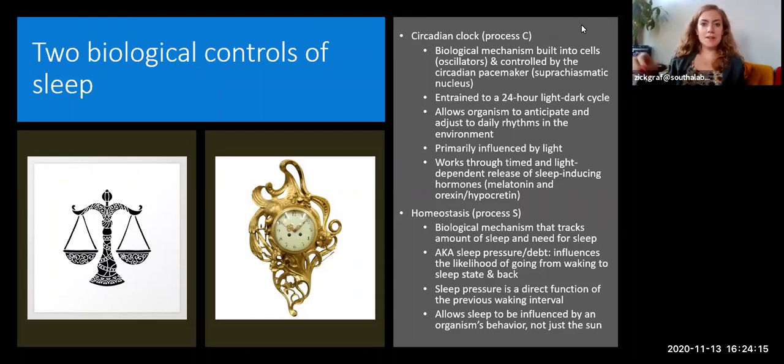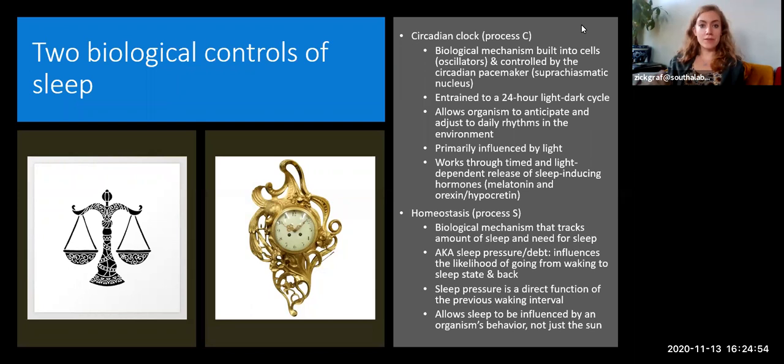All of the individual oscillators within our cells are controlled by what's known as the central circadian pacemaker, a region of the hypothalamus called the suprachiasmatic nucleus. The circadian clock, like we talked about in the depression lecture, is entrained to a 24-hour light and dark cycle. So our human bodies and all animals that we know of basically keep track of the movement of the sun, and we go through repeated cycles that correspond to a 24-hour day. What the circadian clock does is it allows organisms to anticipate and respond to daily changes in their environment.